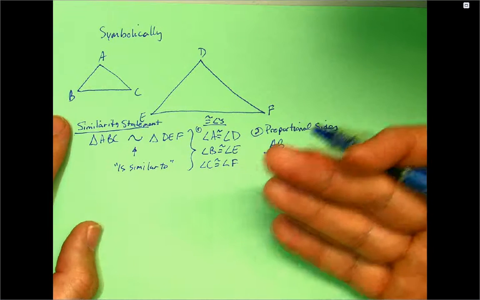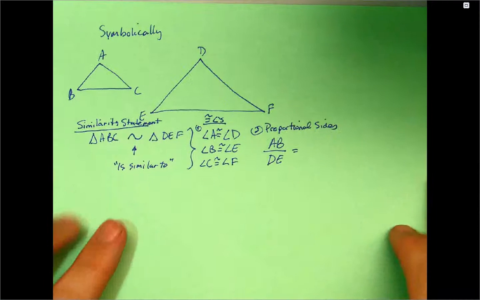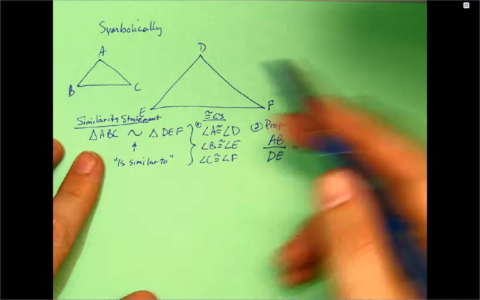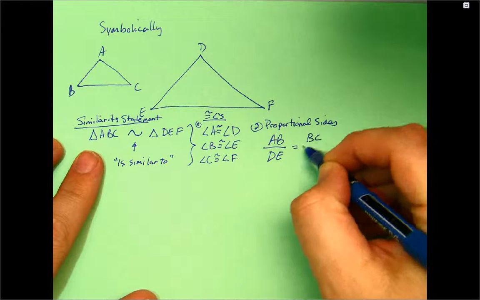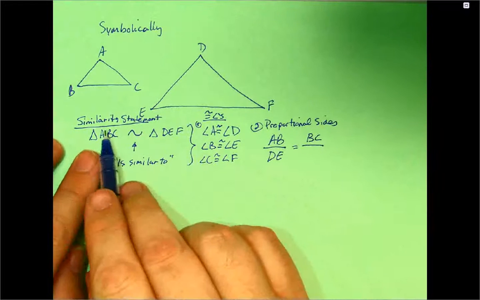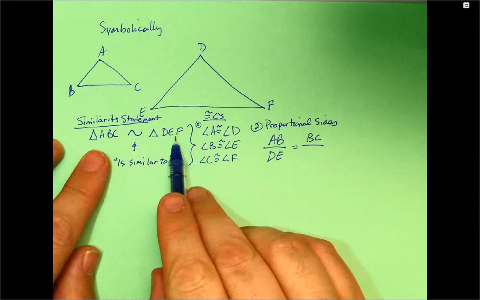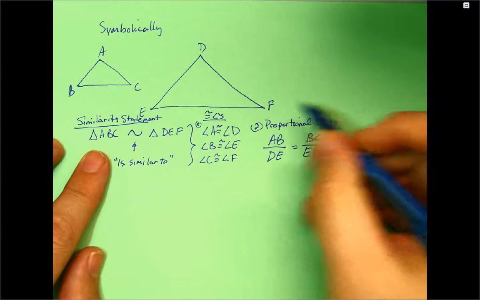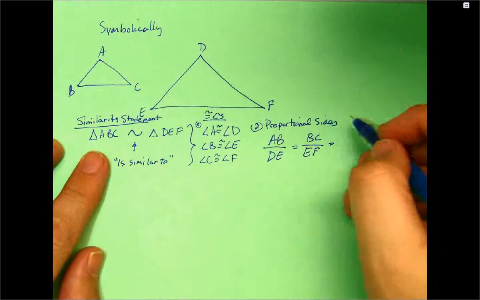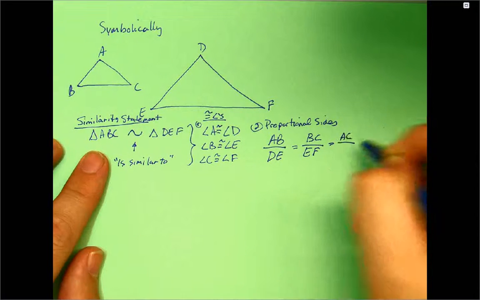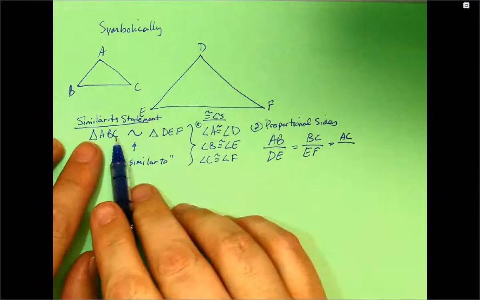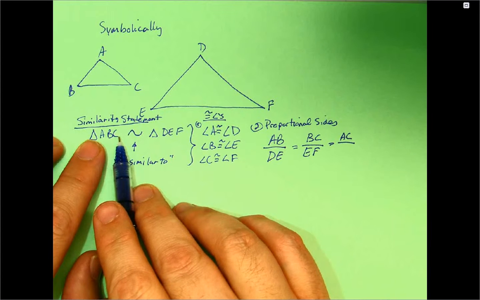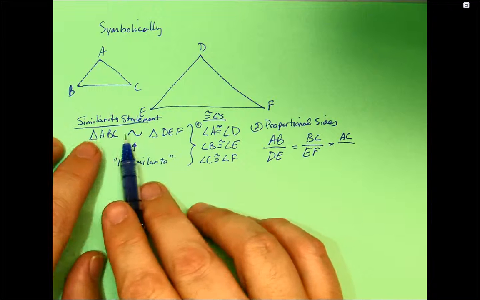Now, the next segment would be BC. Now, BC is the second two letters. What are the second two letters here? EF. Now, the third segment is AC. So we got A and C. Now, that's the first and the third letter. What are the first and the third letters here? DF.